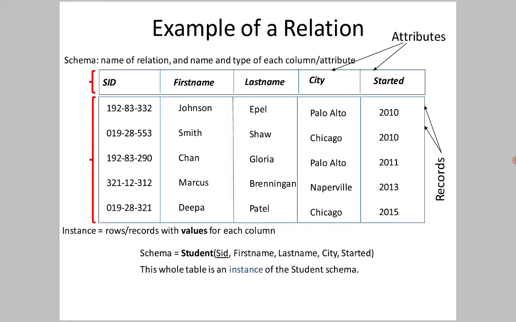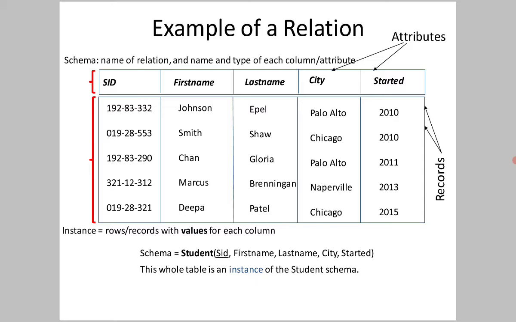A schema generally contains the name of the relation, that is, the name of the table, and the name and type of each column or attribute. It explains all the details about the columns or fields, like SID, first name, last name, city, started, and their data types, meaning numeric, character, string, like that. So it explains all these things. That is called a schema. A schema is nothing but the name of a relation or a table and the name and type of each column or attribute.